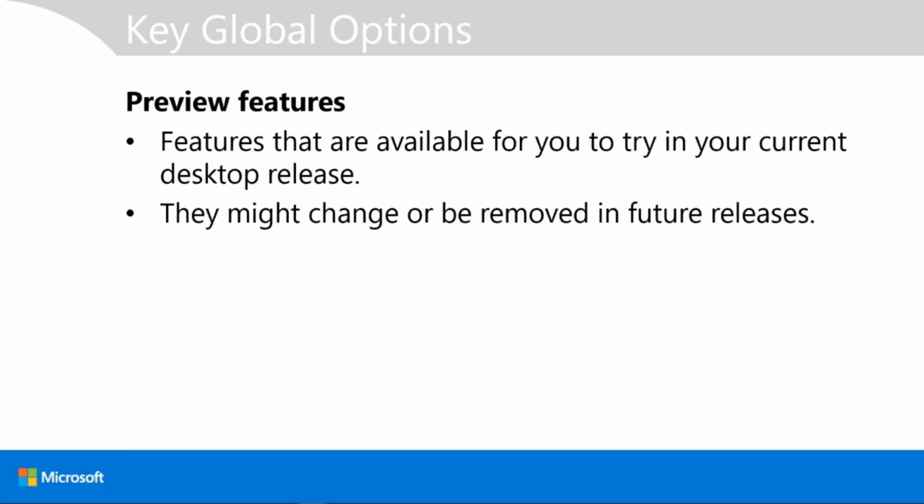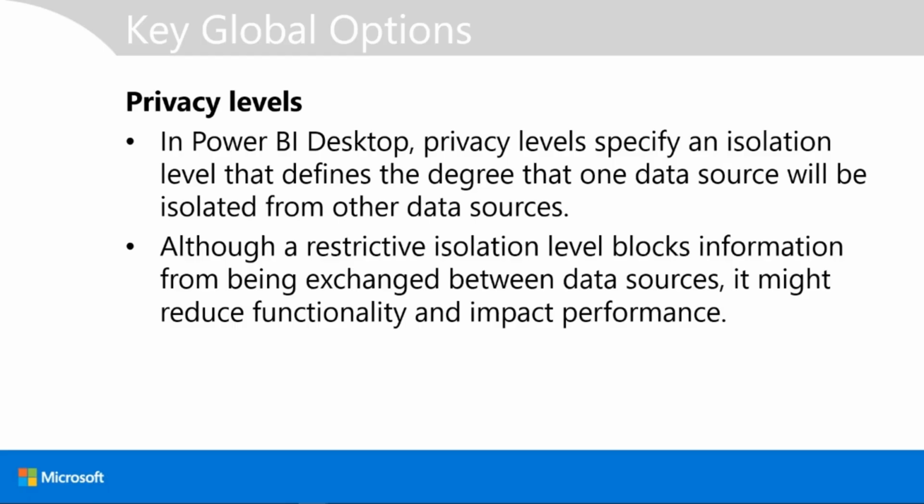Another key global option are the preview features. These are features that are available to you to try in your current desktop release. They might change or be removed in future releases. And finally, we'll look at privacy levels. In Power BI Desktop, privacy levels specify an isolation level that defines the degree that one data source will be isolated from the other data sources. Although a restrictive isolation level blocks information from being exchanged between data sources, it might reduce functionality and impact performance. So let's go to the Power BI Desktop and show you where we can make these settings.